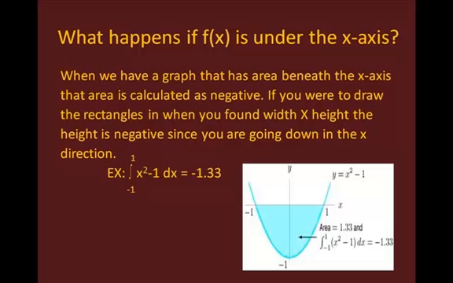If you were to draw on the rectangles to estimate this, you would do width times height to get the area of each one. Well, the width would be the same, but the height would be counted as negative because we're looking in the downward direction. So for example, if you look at the function x squared minus 1, and you want to look at the area from negative 1 to 1 underneath the curve, it's an area that's strictly below the x-axis. So if you were to do this on your calculator, it would spit out the number negative 1.33.